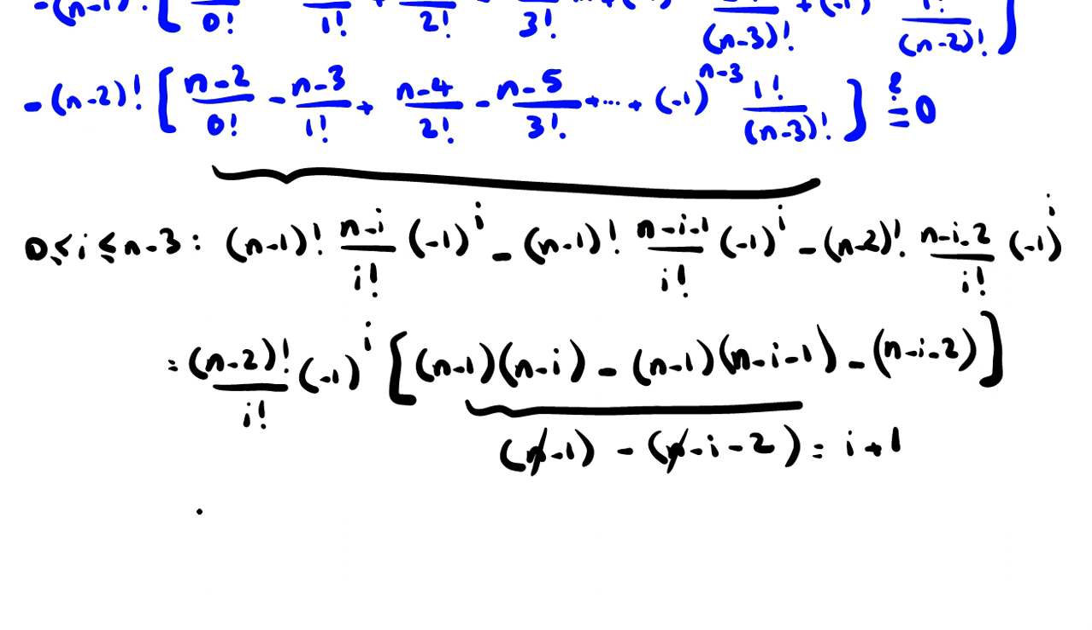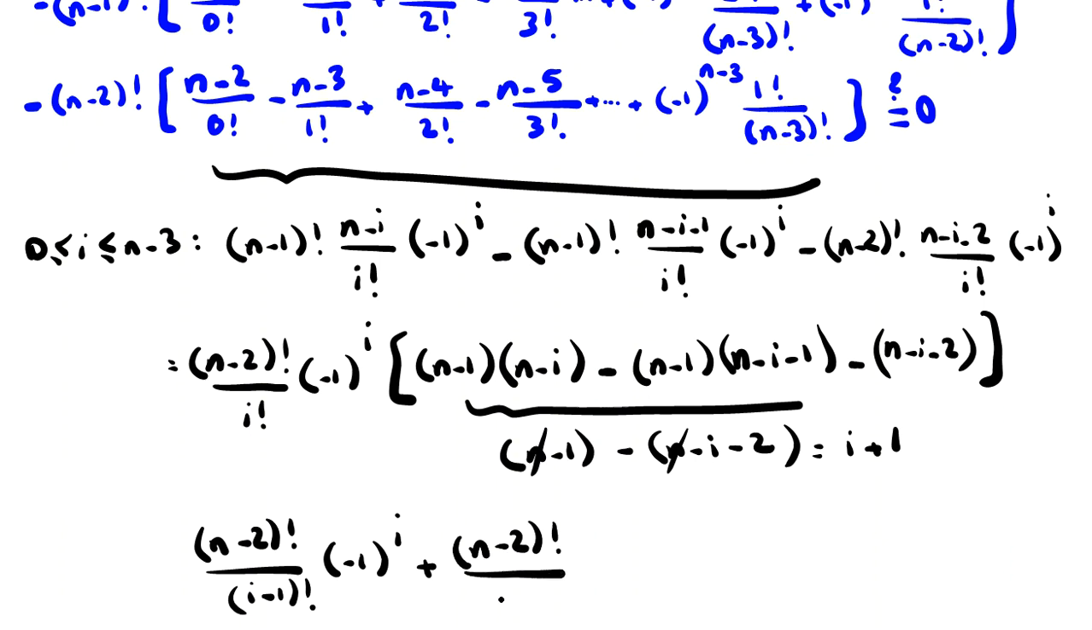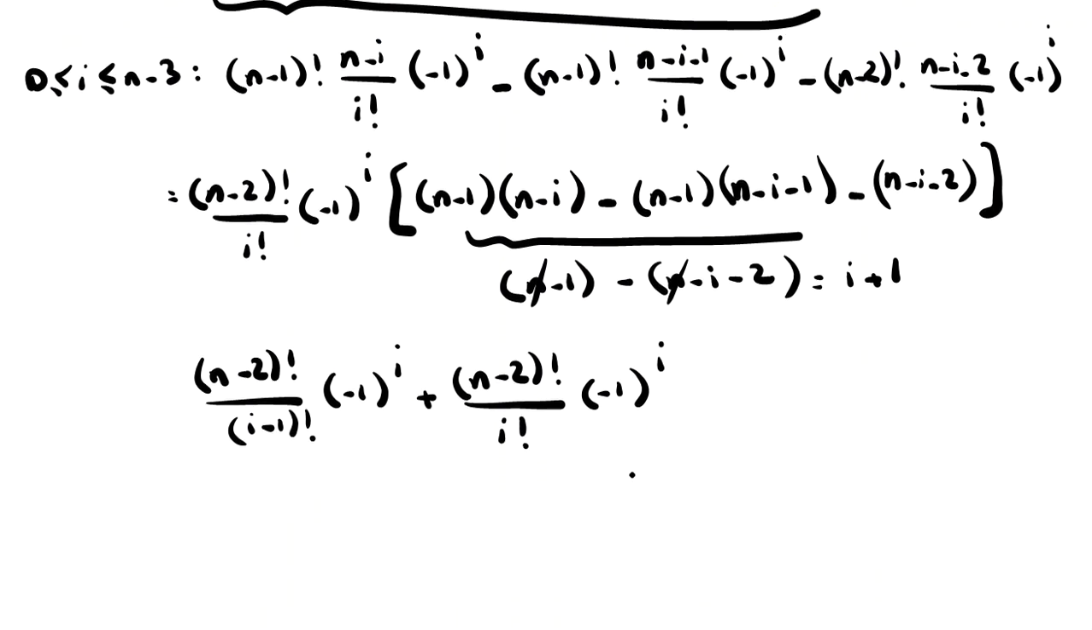So it will be what? If I want to consider I times this, it will be n minus 2 factorial over I factorial. If we multiply I, it will be I minus 1 factorial, negative 1 to the power of I. And if you consider plus 1, n minus 2 factorial, I factorial, negative 1 to the power of I. So here, let's see what we will have. For 0, I know it is 0. If you multiply by 0, it will be 0. And for 1, it will be what? At first, let's write this.